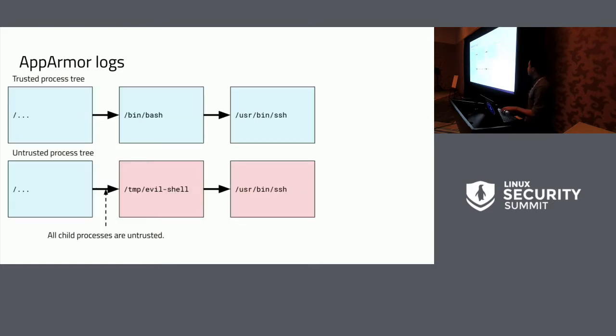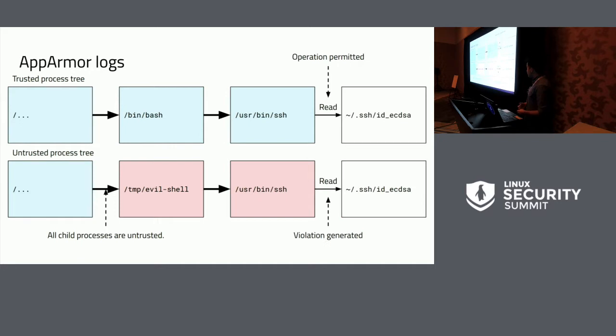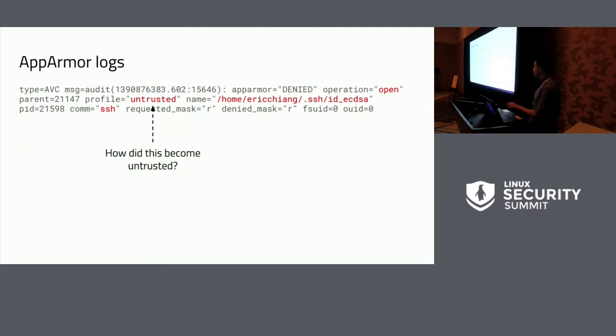But if you remember, we were setting this up in such a way that it is not only about the final binary that's running, it's about the entire process tree. The entire process tree has to be trusted in order for the final one to be. But both of these operations at the end are exactly identical. SSH for both of these process trees is accessing it. For the top one, it's totally fine. For the bottom one, that's when the violation was generated, and we would get that audit event.